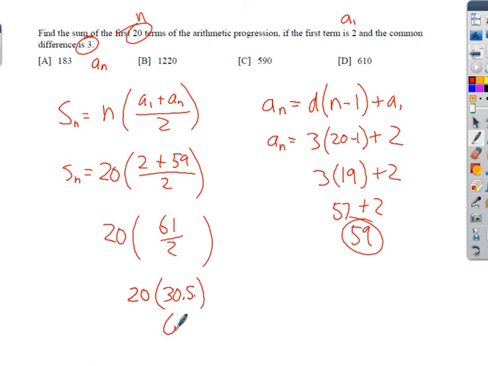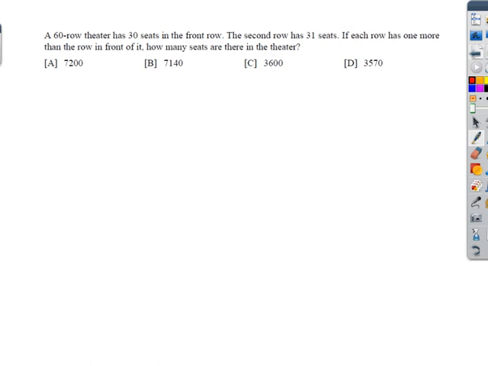And last one, but not least, because it's got this little theater problem. A 60-row theater. 60 rows. That tells me how many terms I've got. It has 30 seats in the front row. Front row, that's the first term. Second row has 31, so a sub 2 is equal to 31. How much is it going up by each time? That's the common difference. It's going up by 1. If each row has one more than the row in front of it, how many seats are there in the theater?